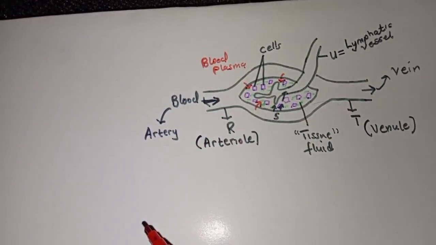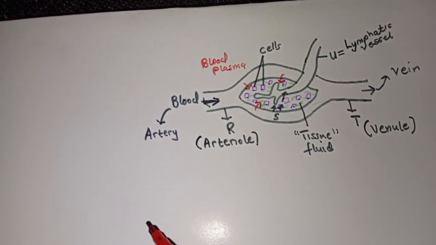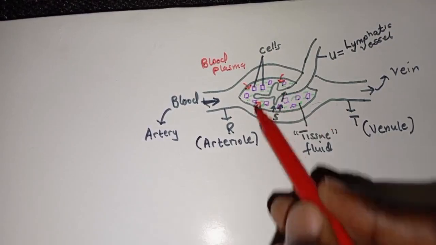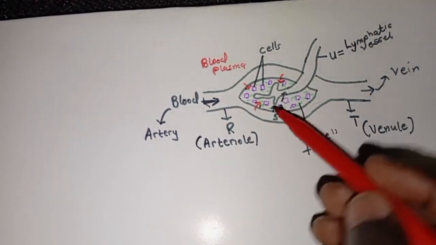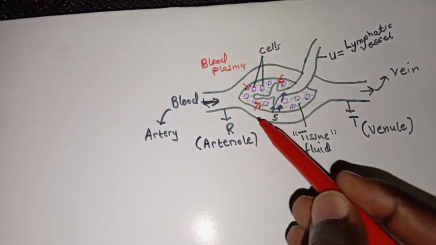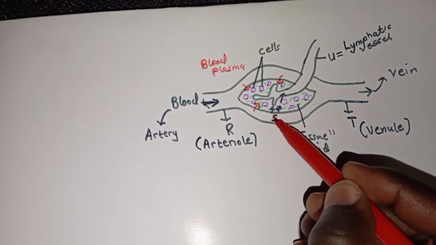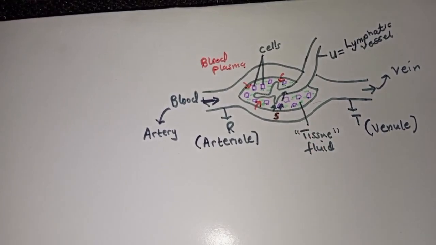The blood plasma is filtered out, and it forms what we call the tissue fluid. So the fluid is coming out of the blood vessels together with this S that we're talking about. They are all filtered out, and we'll talk about them in a few minutes.